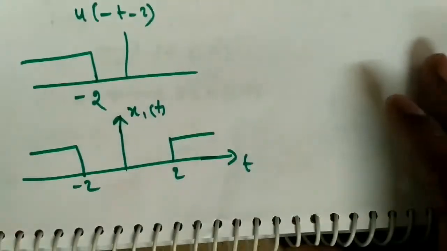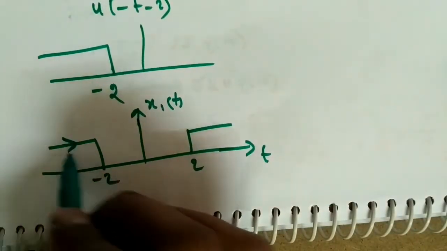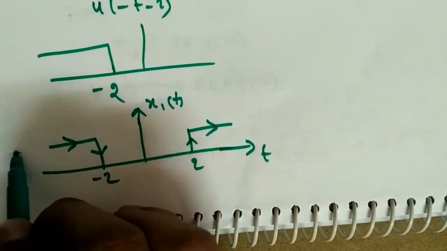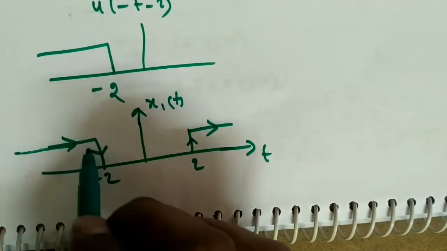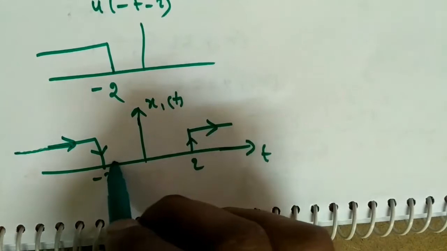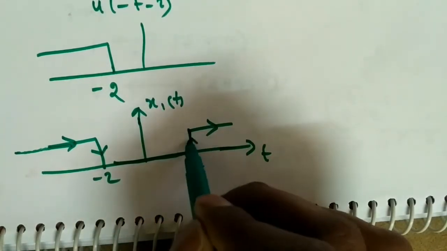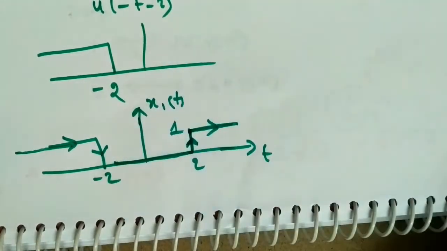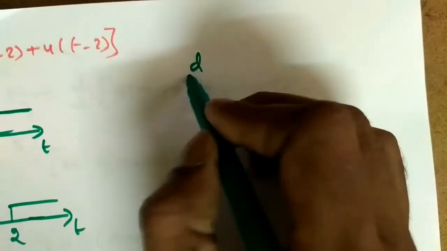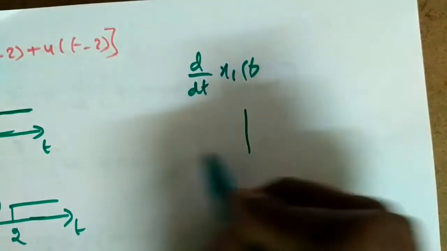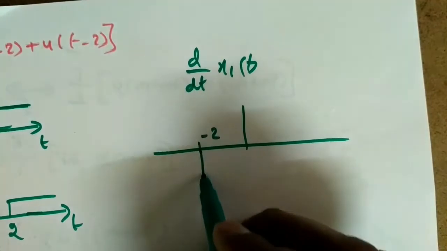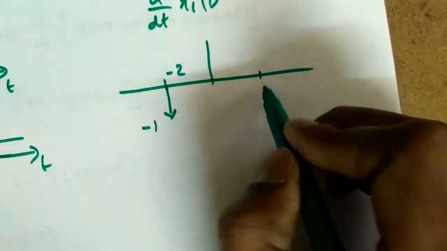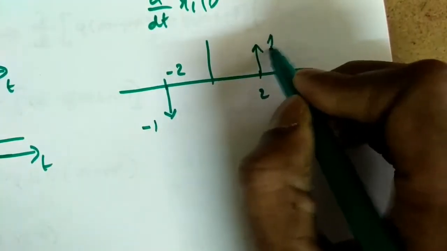But what we need is the differentiation of this signal. To find the differentiation, first give the arrow marks, the directions. Whenever there is a constant, the differentiation will be 0, but whenever there is a discontinuity, you will get an impulse. So here you will get one impulse, then it is 0. What is the impulse area? Area will be 1. So d by dt of x1 of t: at minus 2 we will get one impulse, and the area will be minus 1. Similarly at 2 we will get one more impulse and the area is 1.